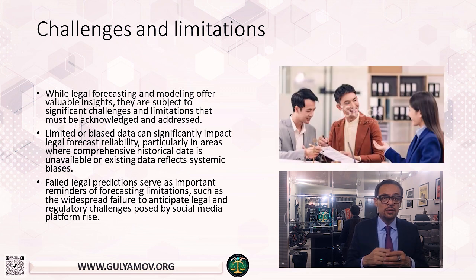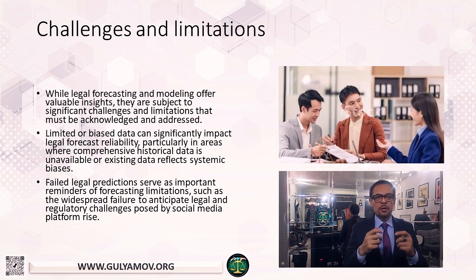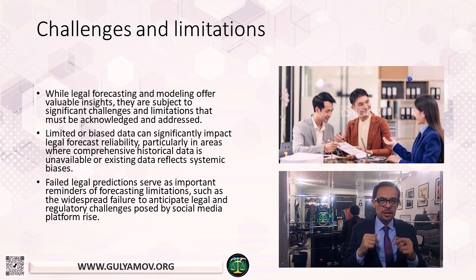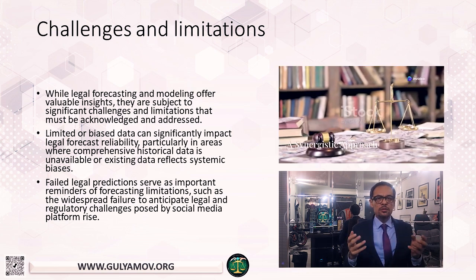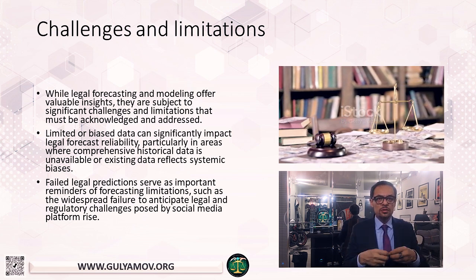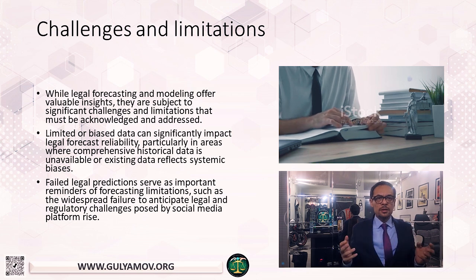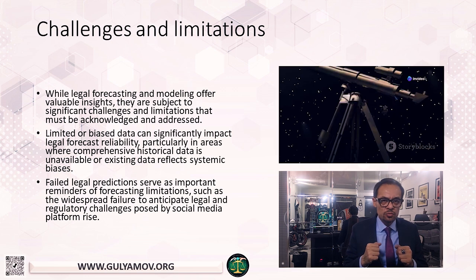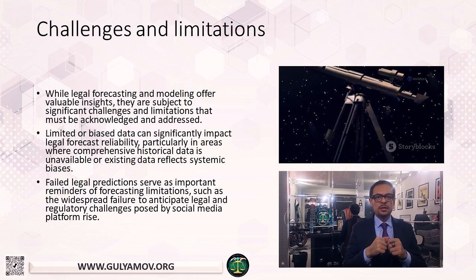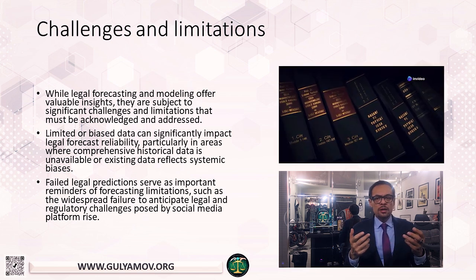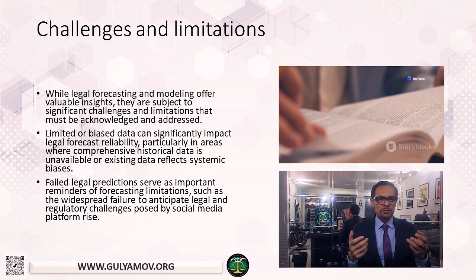Legal systems complexity, with their myriad actors, institutions, and interrelationships, poses significant challenges for accurate modeling and prediction. Limited or biased data can significantly impact legal forecast reliability, particularly in areas where comprehensive historical data is unavailable or existing data reflects systemic biases. Rapidly changing law areas, such as technology regulation or environmental law, present particular challenges for forecasting due to fast-paced developments and potential disruptive changes. Failed legal predictions serve as important reminders of forecasting limitations, such as the widespread failure to anticipate legal and regulatory challenges posed by social media platform rise.